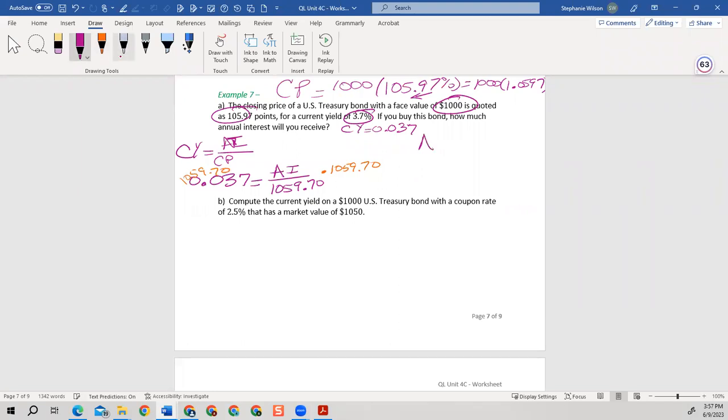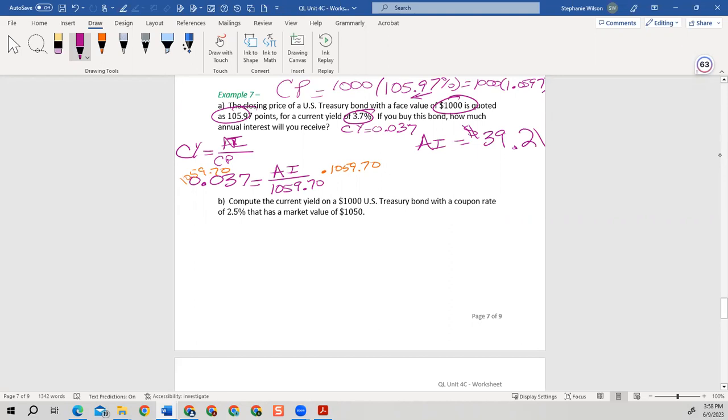So now I have AI is equal to, let's do it, 0.037 times 1059.7. And that's going to give me 39. Let's put a dollar sign with it, $39.21, because we're going to round to the nearest hundredth because we are talking about money. And that would be how much annual interest I will receive on this account, right?